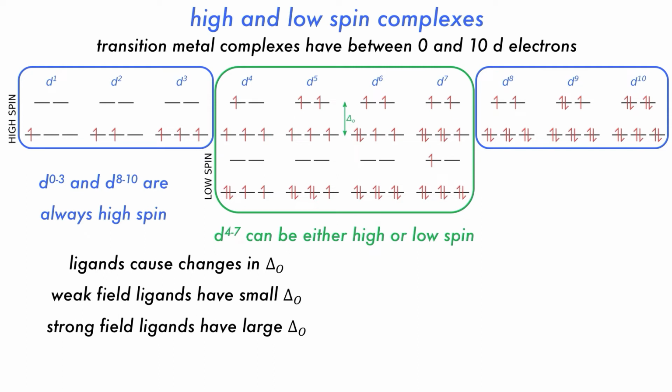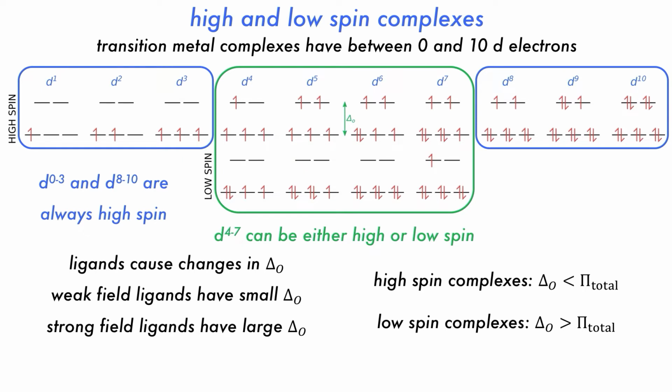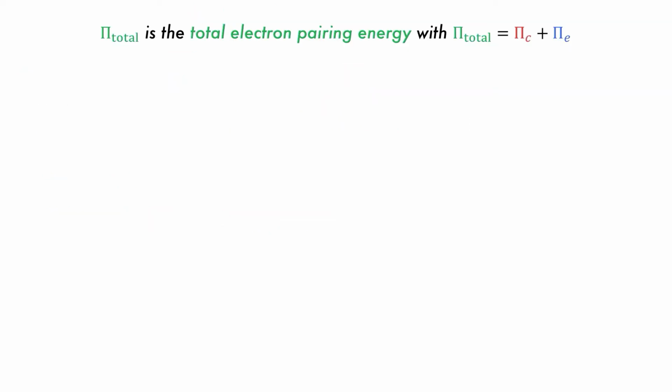Ligands cause significant changes in delta octahedral, with weak field ligands causing small splittings and strong field ligands causing large splittings. For high spin complexes, the octahedral splitting energy is smaller than the total pairing energy, but for low spin complexes, the pairing energy is smaller than the octahedral splitting energy. It should be emphasized that this only applies to 3d metals. 4d and 5d complexes are usually low spin due to the f orbitals.